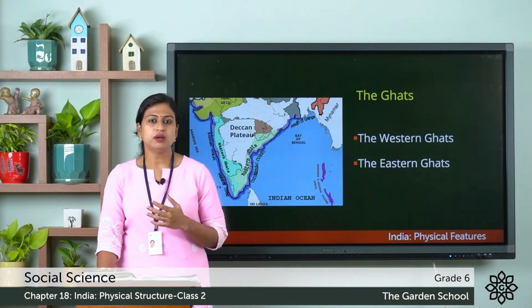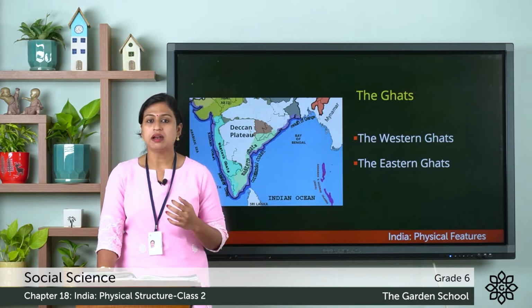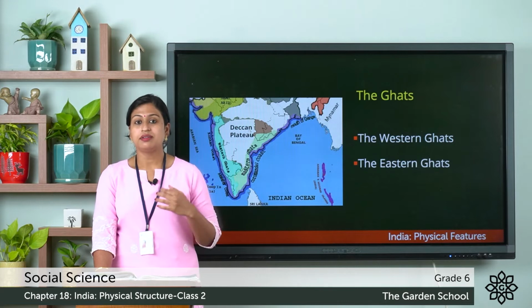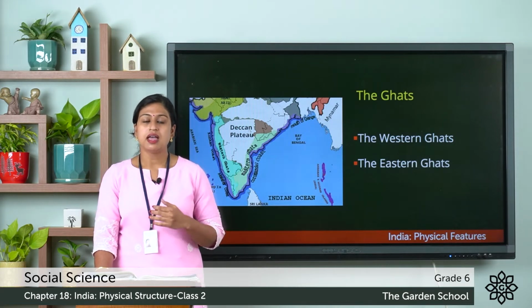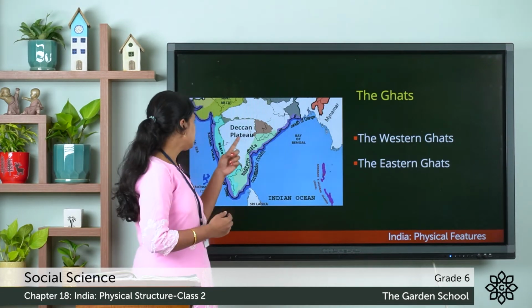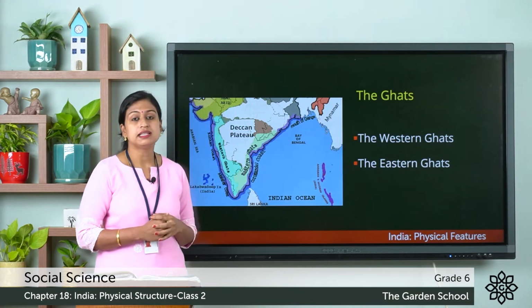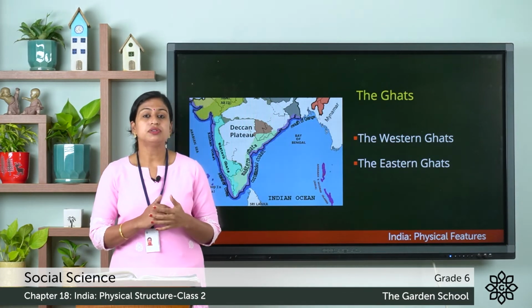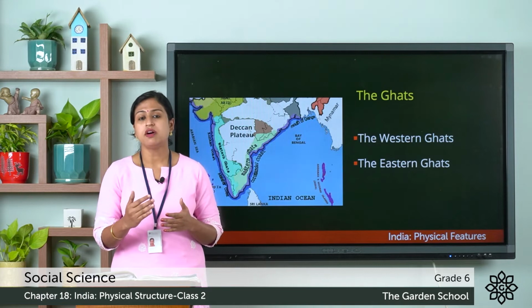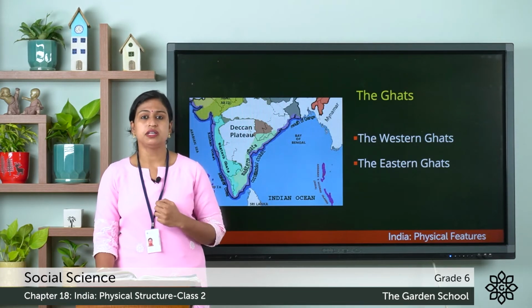deltas. But here one thing you have to note is that the Narmada and the Tapi rivers that rise in the central highlands flow in the westward direction to the Arabian Sea, and here they do not form deltas. Instead of it, they form estuaries. So, what do you understand by estuaries?